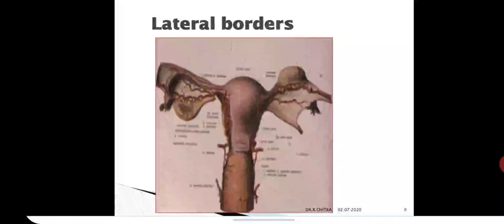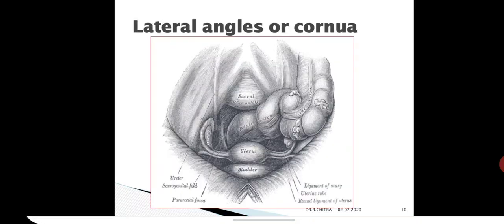Then two lateral angles, you see in the upper part, are called the cornua of the uterus, which project from the junction of the fundus and body. So that is the junction of the upper fundus and the body of the uterus. So this uterus is visualized from above now. Can you see this bladder, uterus? So in the uterus, you see the lateral angles.